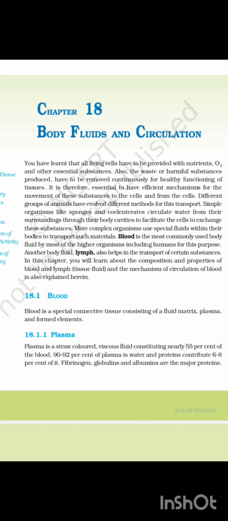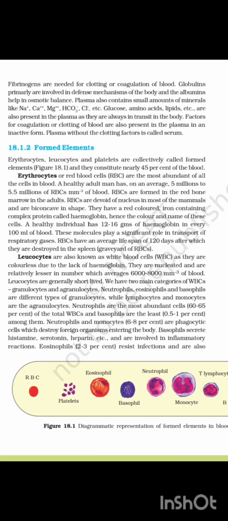90 to 92% of the plasma is water, and protein contributes 6 to 8% of it. Fibrinogen, globulins, and albumins are the major proteins. Fibrinogen is needed for clotting or coagulation of blood. Globulins primarily are involved in the defense mechanism of the body, and the albumins help in osmotic balance.